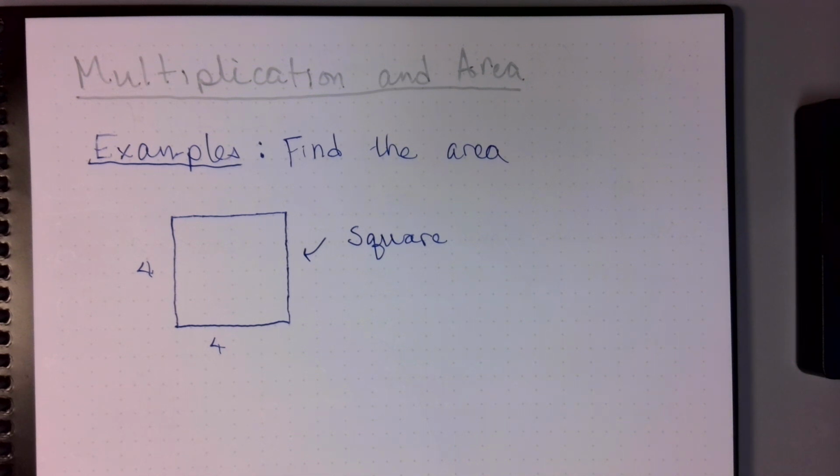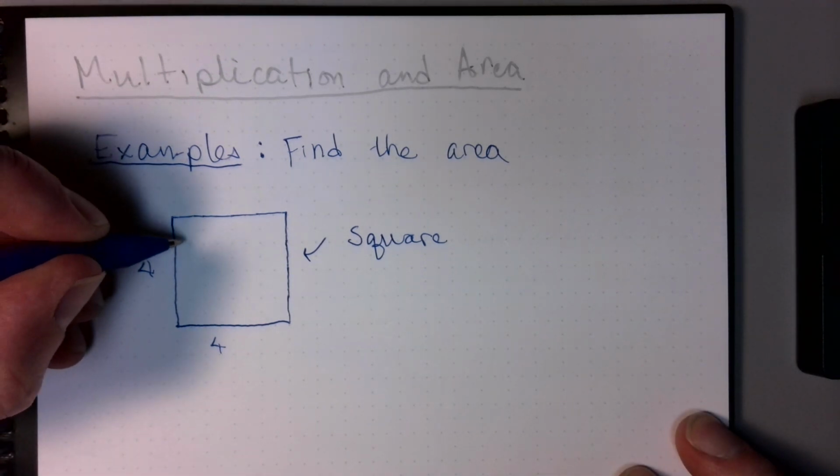Hi again, everyone. Dr. Tom McNamara back here on the document camera talking about some applications of multiplication. And the first application I would like to talk about is finding areas.